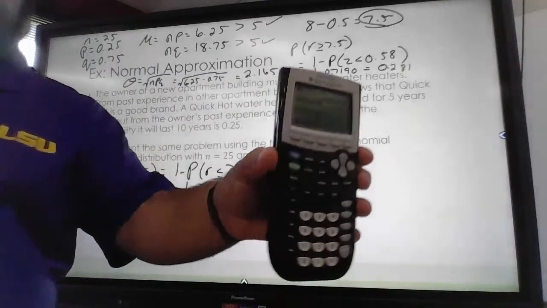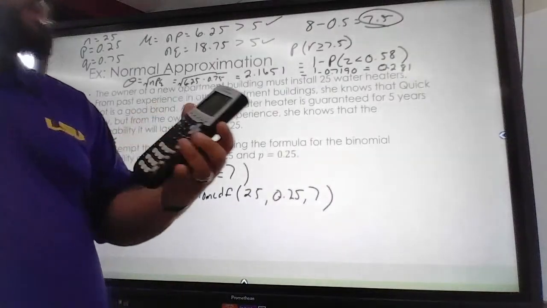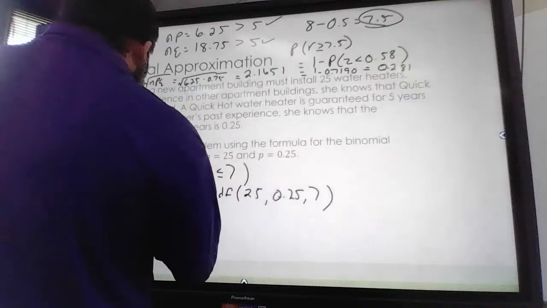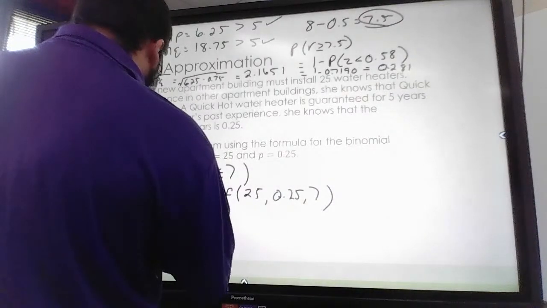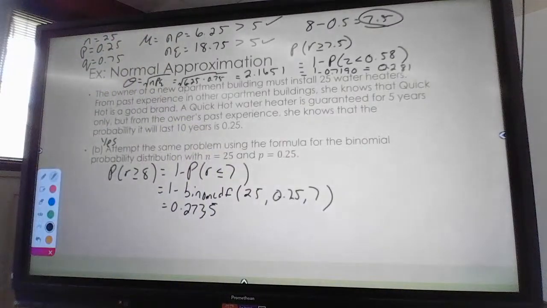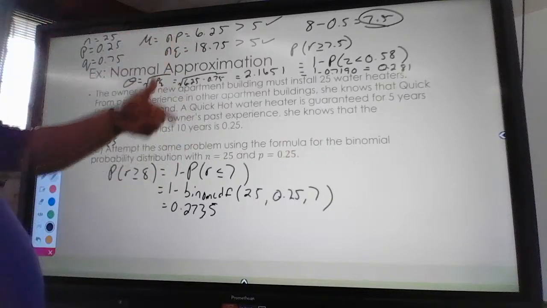I'm going to press enter, and look what I get. I get a number that's not that much different: 0.2735. So not that much of a difference. But then again, our value for n is pretty small. As our n gets larger, then we'll start to see these being more accurate.